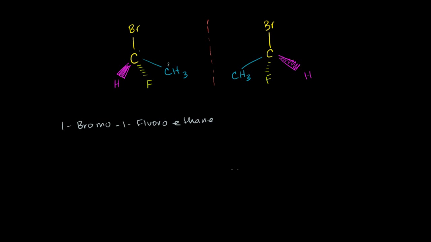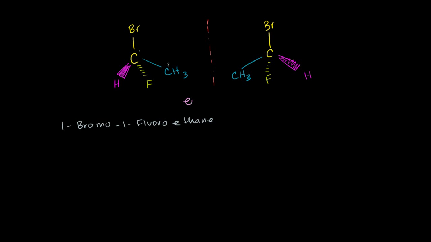Now, based on our naming so far, we would name this 1-bromo-1-fluoroethane, and we would also name this 1-bromo-1-fluoroethane. But these are fundamentally two different molecules. Even though they have the same molecular formula, they have the same constitution: this carbon is connected to a hydrogen, a fluorine, and a bromine, and this carbon is connected to the same things. This carbon is connected to a carbon with 3 hydrogens, and so is this one. These are stereoisomers, and they're mirror images of each other.